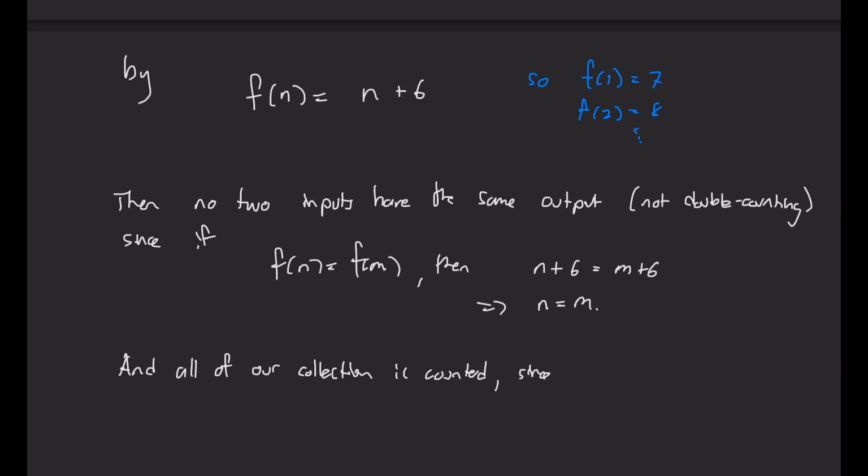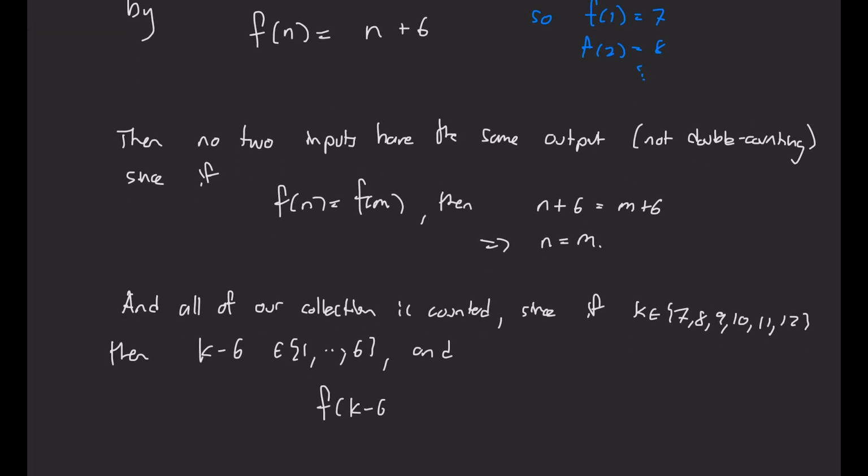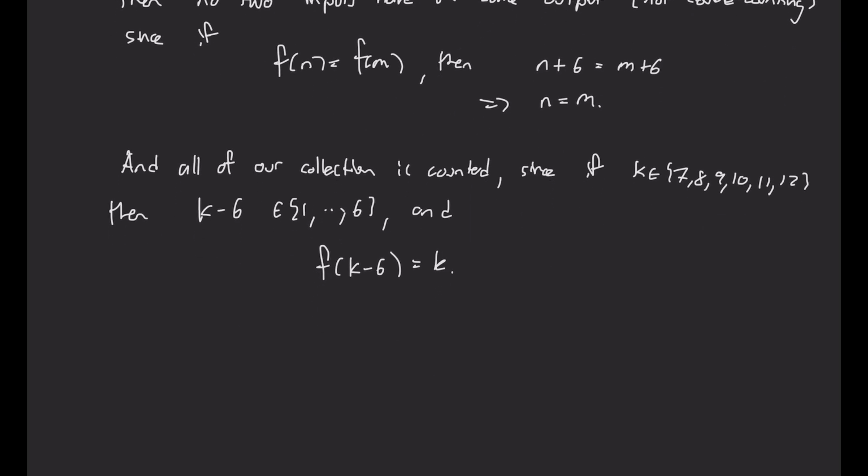And now let's check property 1, that all of our collection is counted. Let's take an arbitrary object in our set that we're counting, so some k in {7, ..., 12}. Then k minus 6 is between 1 and 6, inclusive. And then f(k minus 6) is just k minus 6 plus 6, which is k. So in other words, all of our objects are counted.